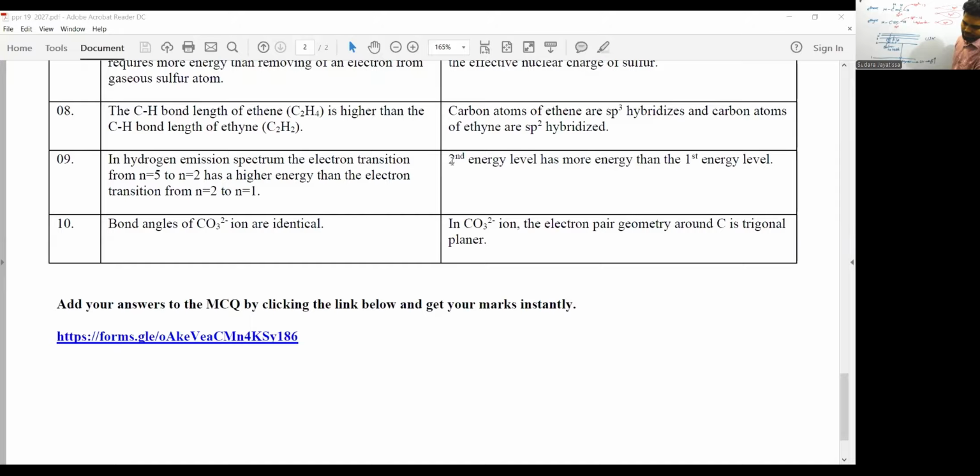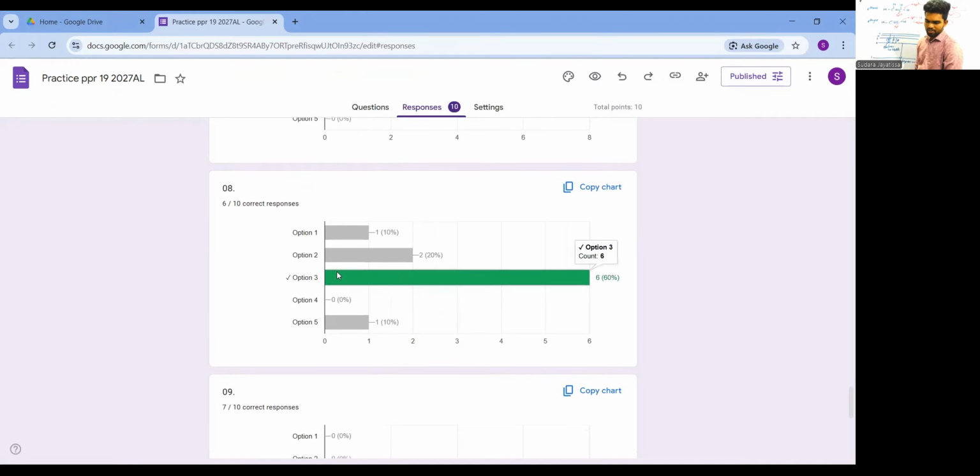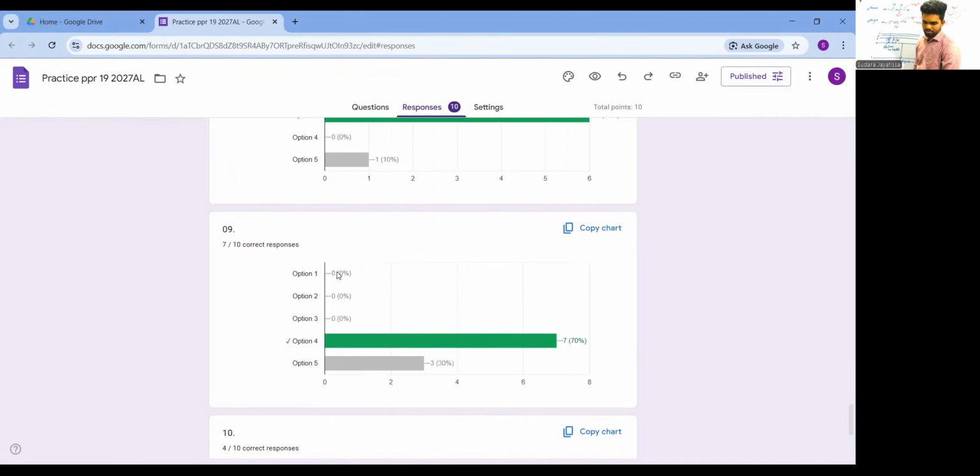Look at the second one. The second energy level has higher energy than the first energy level. Yes, the second energy level is having a higher energy. Who says no? It is correct. If you move away from the nucleus, energy increases, but the energy gap, the energy difference, decreases. So answer 4. Very good. Most of you have selected that answer.